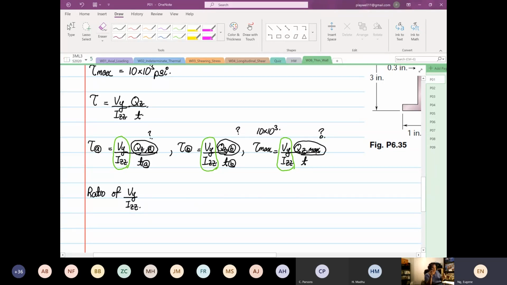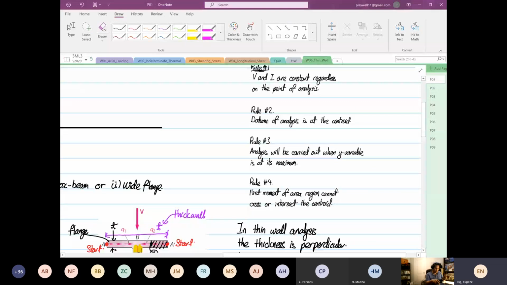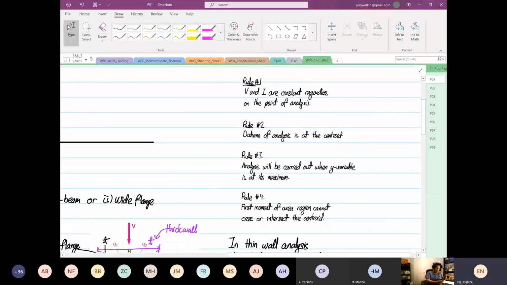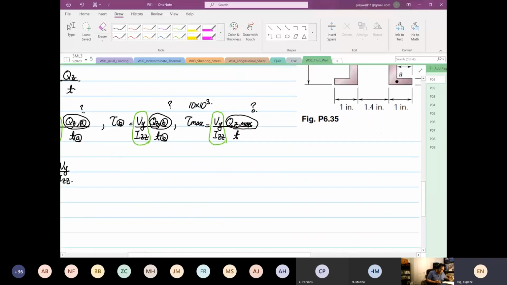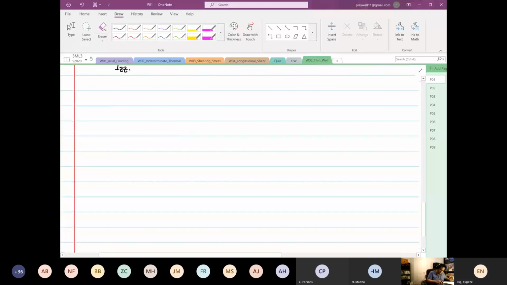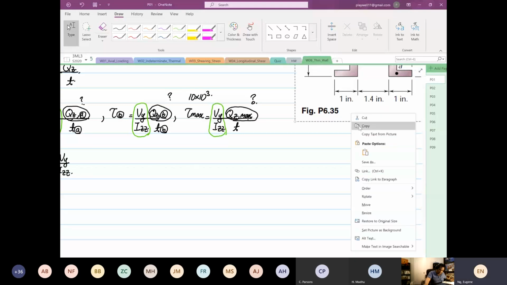As you can see, the first moment of area is sometimes confusing to find. These 4 rules are set. This one belongs to first moment of area. This one belongs to first moment of area. This one belongs to first moment of area. So the first moment of area controls everything. Now, what makes this problem more confusing is this.